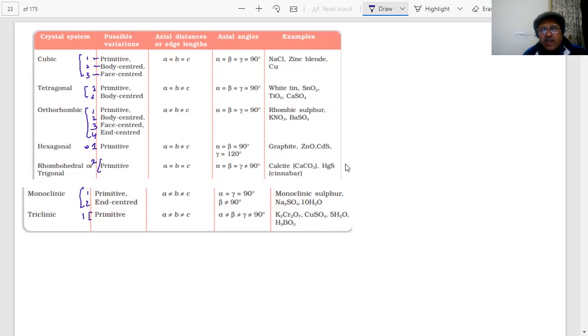So copper sulfate, you see, blue vitriol, 5H2O. What is copper sulfate? Blue vitriol. This potassium dichromate, you are aware. H3BO3, you are aware, students. These are important compounds. How many in total does it come to, students? How many are these?